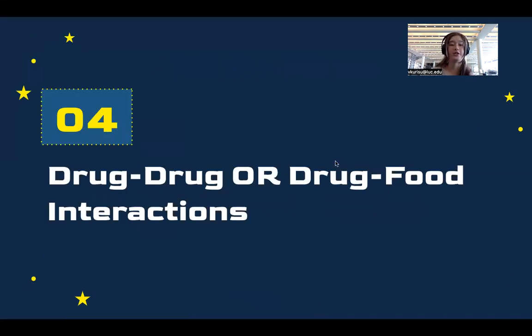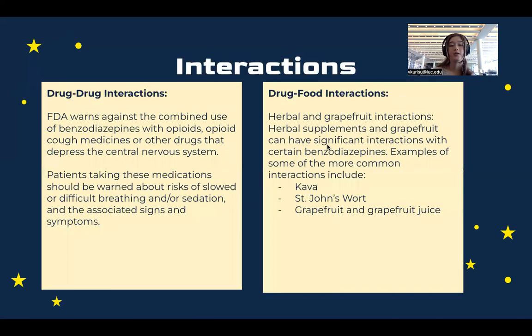For the fourth part of the presentation, I'll go over drug-to-drug or drug-to-food interactions. So for drug-drug interactions, the FDA warns against the combined use of benzodiazepines, sedative hypnotics, with opioid cough medicines, or other drugs that depress the central nervous system. Just because both benzos and opioids have the same effect, they're slowing down the body, so when they're combined, it can be dangerous. And patients who do take these medications should be warned about risks of slowed or difficult breathing and/or sedation and the associated signs and symptoms.